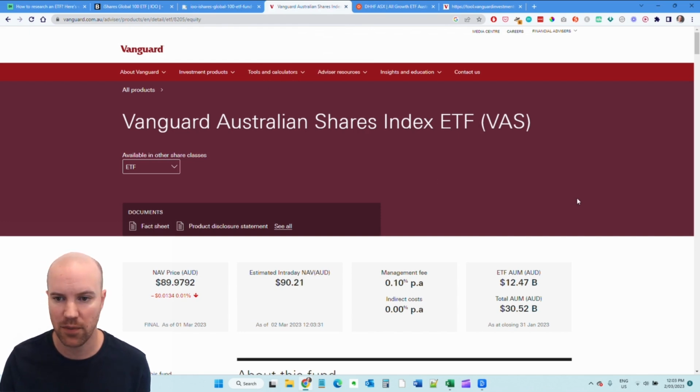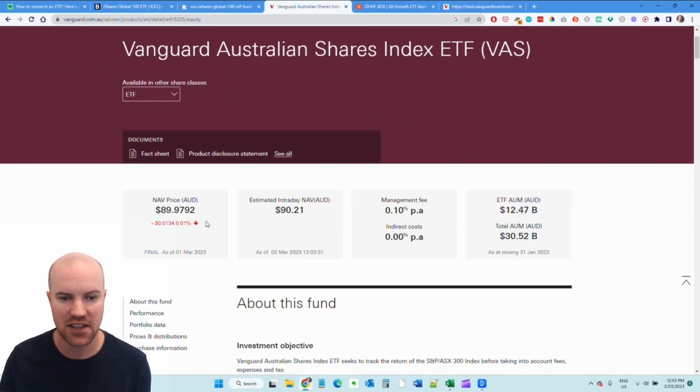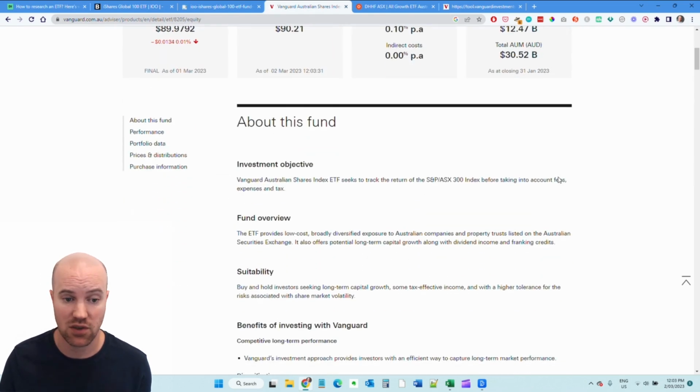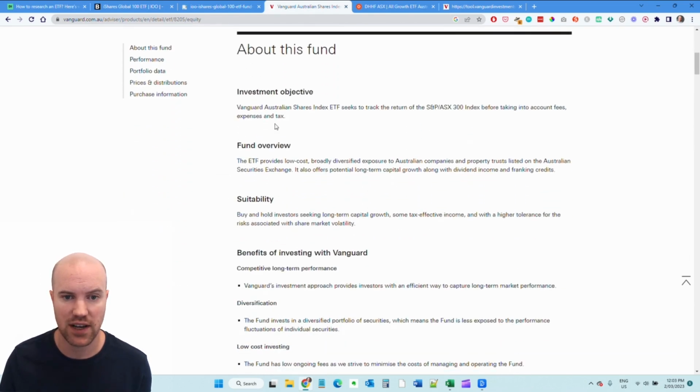VAS, which is one of the more popular funds in Australia. And you can see it's just laid out in a different way. You've got the fees here, 0.10, so a bit cheaper than IOO. Funds under management, 12 billion. So it's quite a big fund. And then you can scroll down to see the objective. It just follows the ASX 300, the companies within that index.